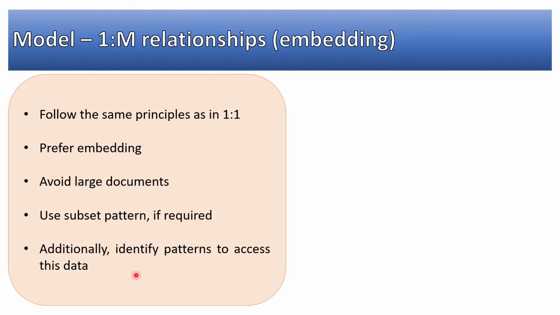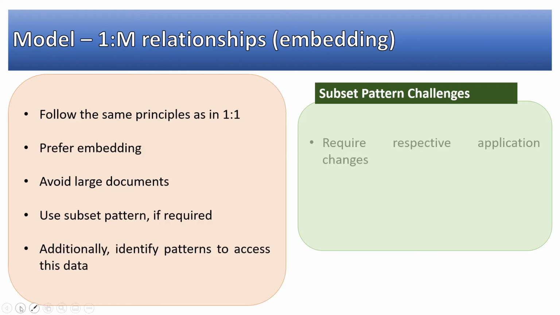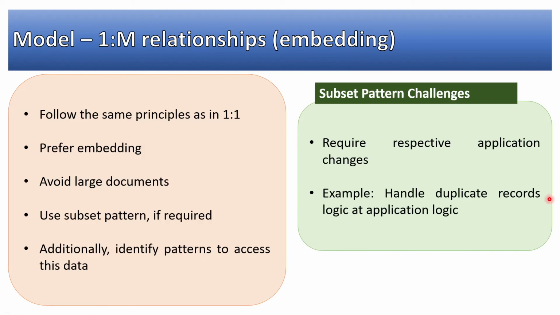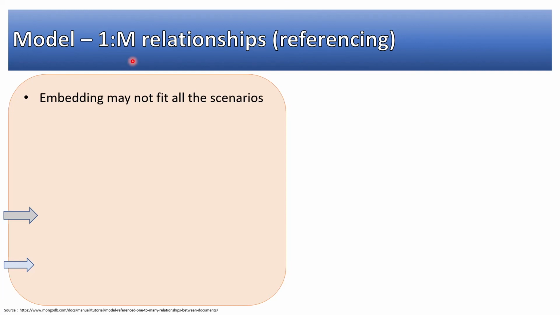So we can use other design patterns also to access this data, which can be designed based upon different use cases. Now again, subset pattern challenge. It requires respective application changes. Example, handle duplicate records logic at application level. So this is the biggest constraint with the subset pattern, where we should use one-to-many relationships using referencing, where embedding may not fit all the scenarios.